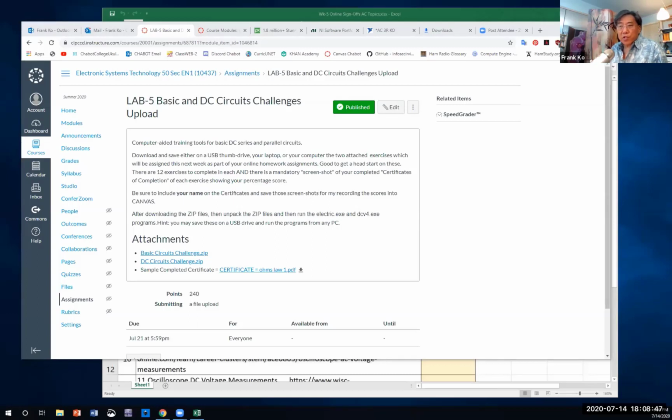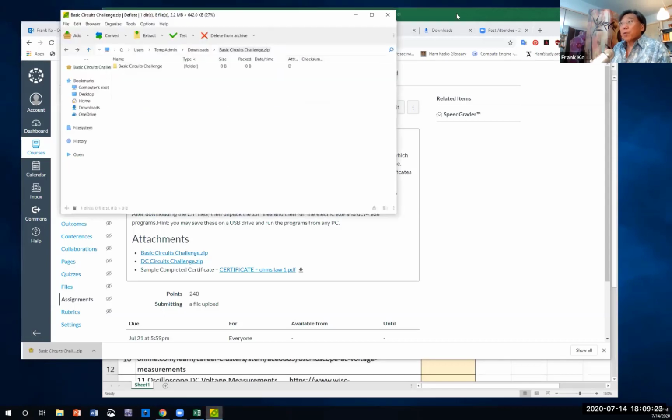All right, so the gist of this is you're going to need to download the 2 zip files. So as you're looking at my screen, the very first one that we're going to do is going to be the Basic Circuits Challenge. You click on this, and what happens is you should see that the downloads go to the window bar, and it's in the zip file format. It downloads pretty quick. You double click this to open up the zip file. The zip file will then appear like so.